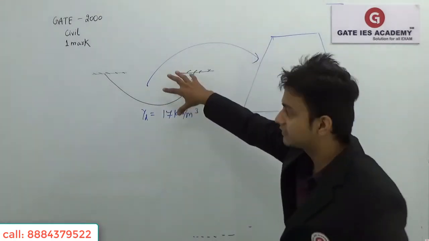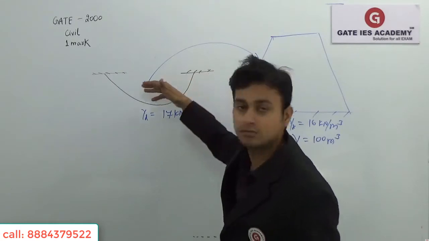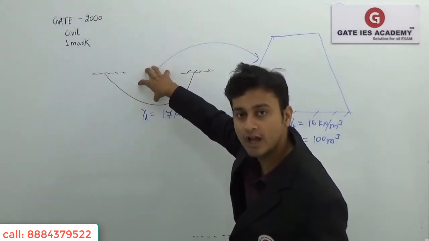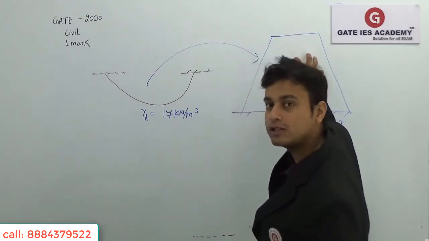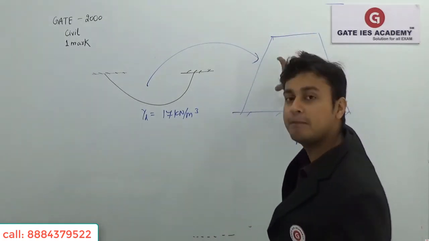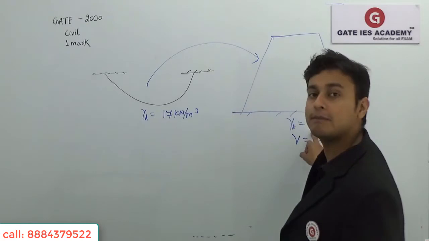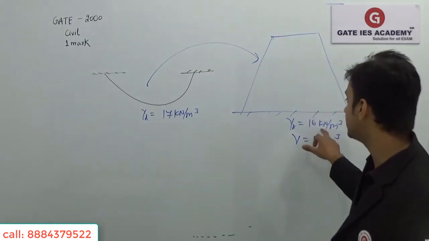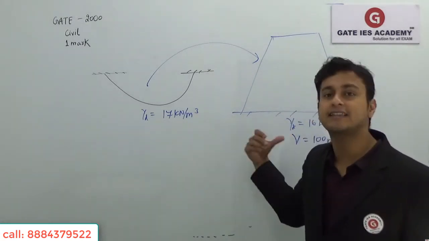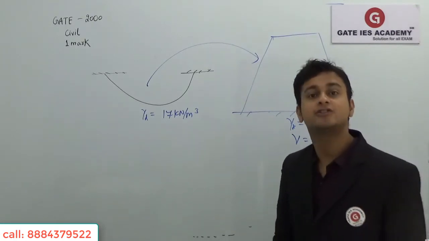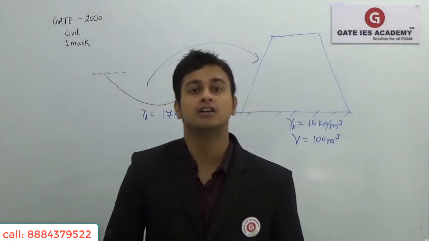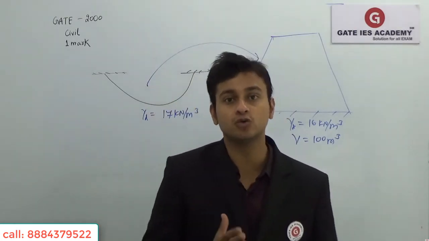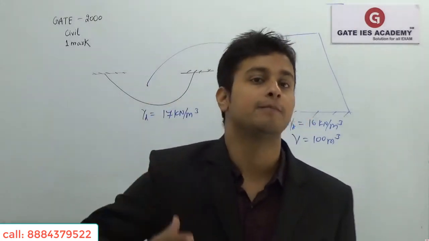Why? Because we just dig this borrow pit, take up the soil, consolidate and compact this whole system and make an embankment of a particular gamma d, that is dry unit weight of 16. Obviously that should be higher than this, because this is an embankment. It should be very stiff so that it can hold long loads and huge loads in the future.